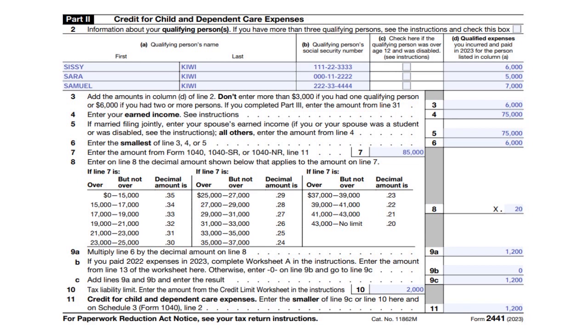You multiply line 6 by line 8, and if you multiply 6,000 times 0.20, you have 1,200. Okay. And so basically you follow the same instructions here all the way to the bottom.